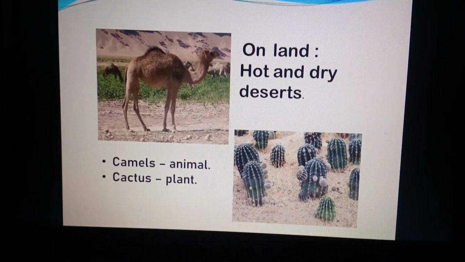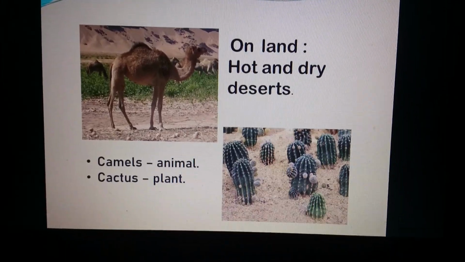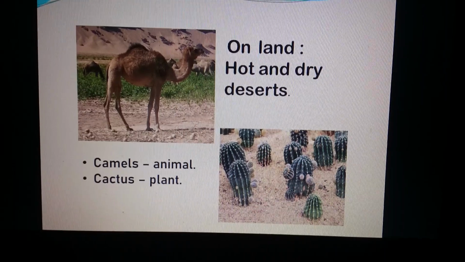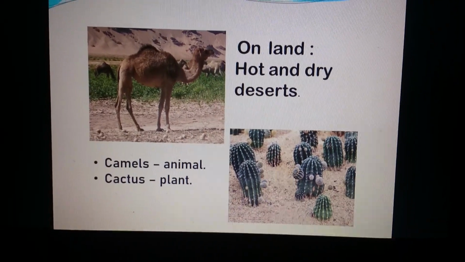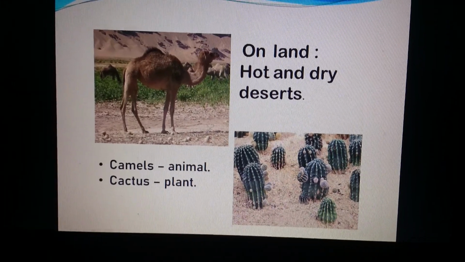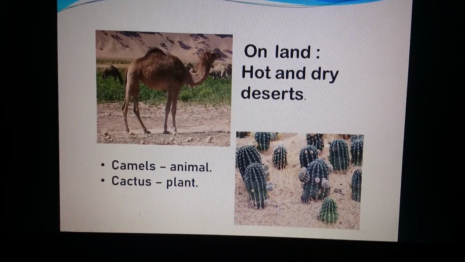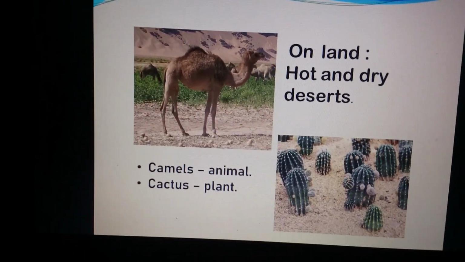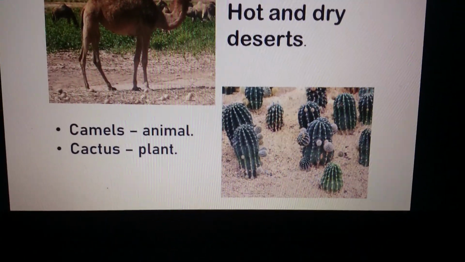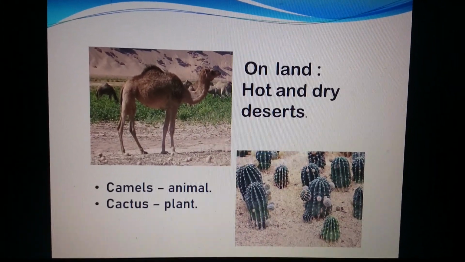Now, moving on to the plants and animals which we find on land, I'm showing you one of the habitats on land, that would be a desert area. Now, this desert area is hot and dry. The deserts are usually hot and dry. And in the winter, the deserts are very cold. So you can see the camel and cactus. These are the plants and animals which you can find in the desert.